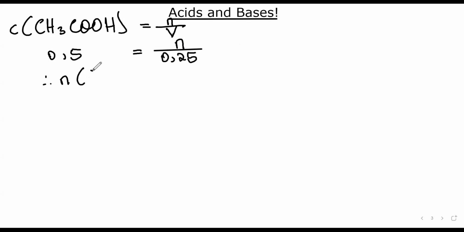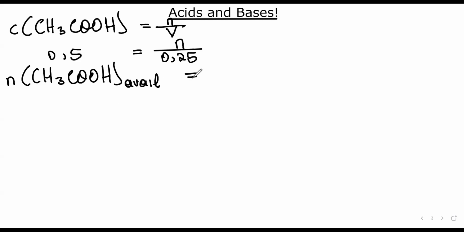Then now it's time for us to cross multiply so that we can find the number of moles of acetic acid. But of course, we understand that these are the number of moles that are available at the start of the reaction. So when we cross multiply here, we simply get 0.125 moles.